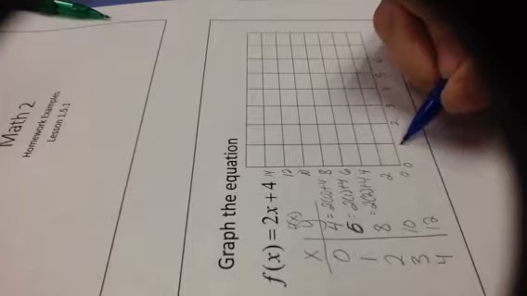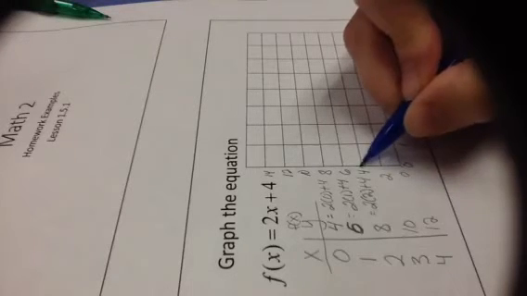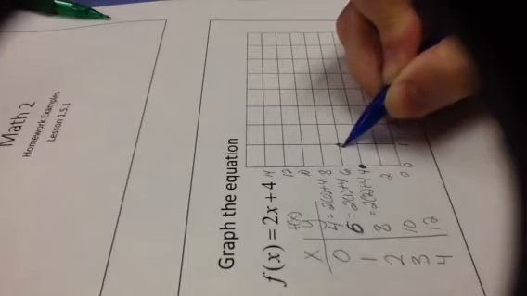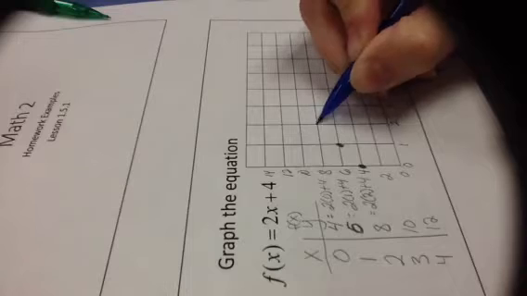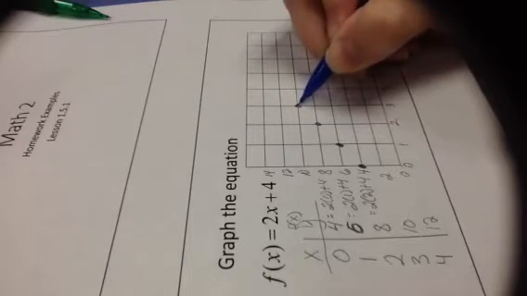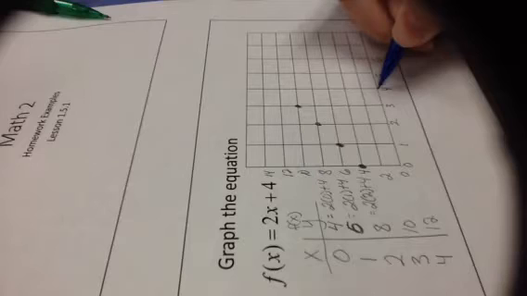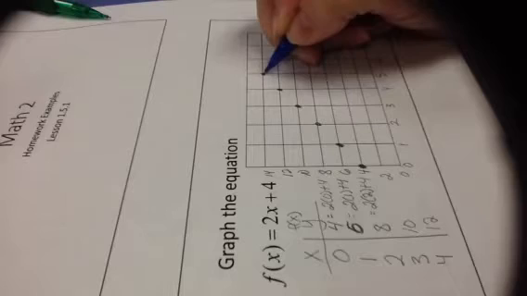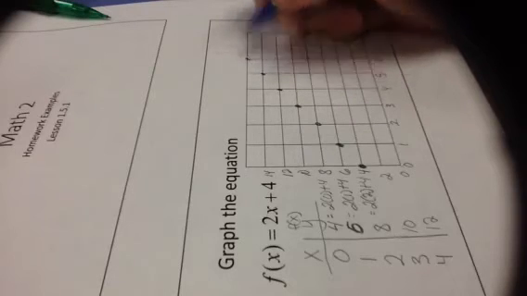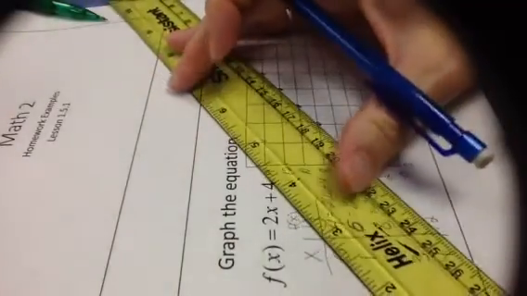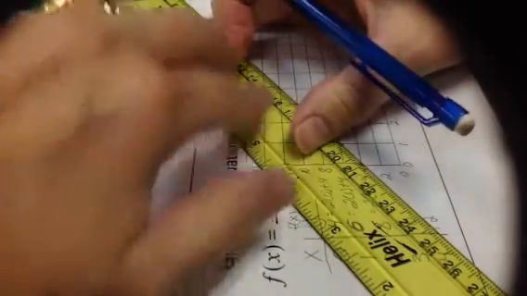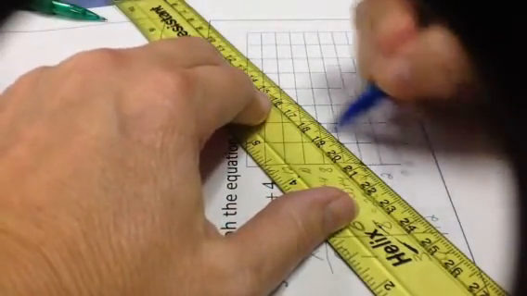Okay, so at 0, it's at 4. At 1, we would be up 6. At 2, it's up 8. 3 is 10. 4 is 12. So we can see 5 would also be here, and 6 here. And I take a ruler, and since this is a straight line of points, I would connect the dots.